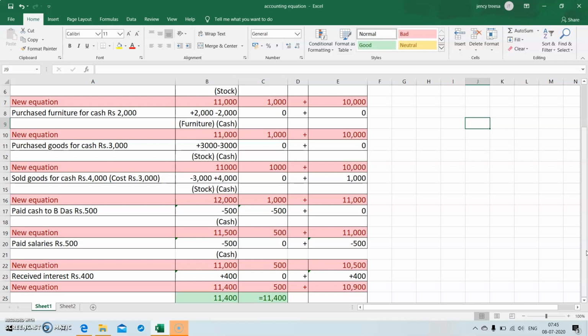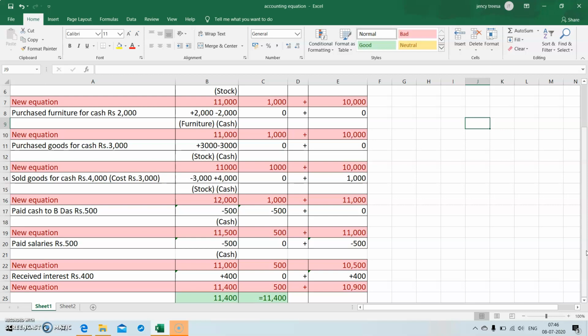And now paid salaries. Salary you are paying. I told you whenever you are incurring an expense, that should be deducted from capital. And when you're paying salary, cash will decrease. So minus 500 cash, no change in liability. Minus 500 from capital because it's an expense. All expenses should be deducted and all incomes can be added. Profit we added, no? So expense will be deducted. So minus 500. And you will take the new equation: 11,000, 10,500.